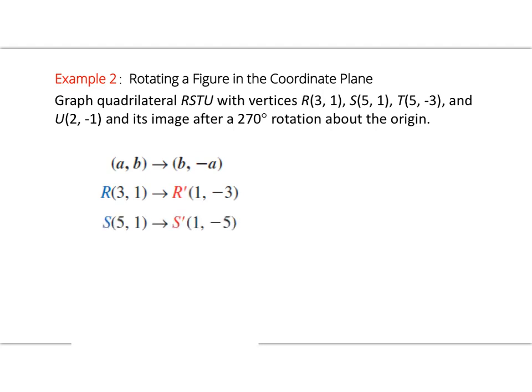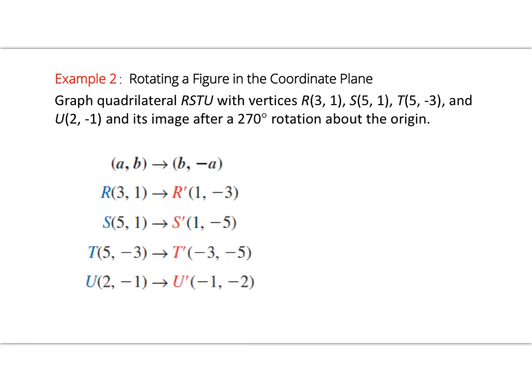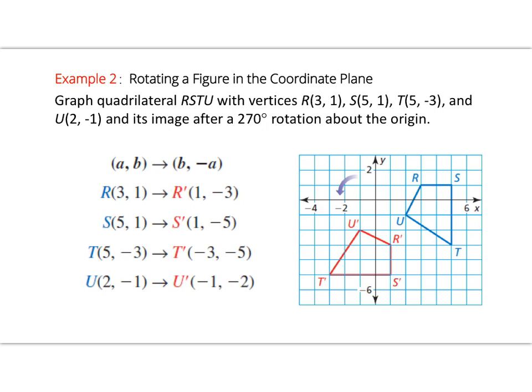S would become (1, -5). T would become (-3, -5). And U would become (-1, -2). So if we were to graph that, we would result with the following images. Now, one thing to note with rotation is that you can connect a line from a vertex towards the point of rotation and pick any vertices to check this with. So I'm going to choose U. See what happens when you connect to the origin, creating that angle of rotation. How many degrees does that appear to be? Well, it looks like a 90 degree angle.